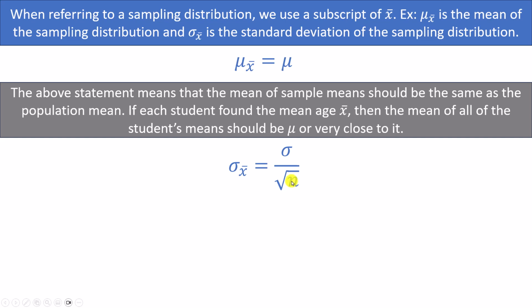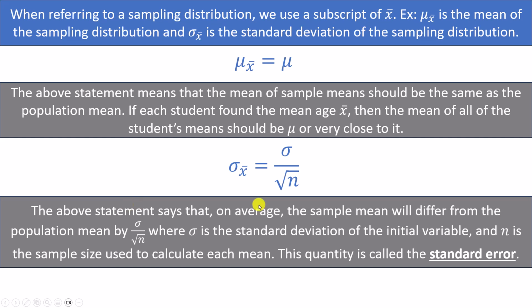And then we have one more statement here, which is that the standard deviation of the sample mean, or the standard deviation of our sampling distribution, is equal to, well, whatever the standard deviation was of the distribution you drew from, divided by the square root of the sample size that you used to calculate that sample mean. So what does this mean? This means that, on average, the sample mean is going to differ from the population mean by about sigma over the square root of n, where sigma is the standard deviation of that initial variable that you were drawing from, and n is the sample size used to calculate each mean. This quantity is what we call the standard error.